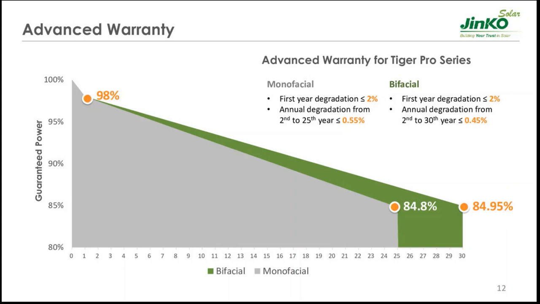We have the gray area and the green area, respectively, for monofacial and bifacial. The most important advantage between Cheetah technology and Tiger is that we can reduce the first year degradation from 2.5 to 2%, which is equal for monofacial and bifacial. Regarding the annual degradation, we have 0.55% for monofacial. And indeed, we have an even better coefficient for bifacial, which is 0.45. And we can guarantee this value for both transparent backsheet and glass products, which is really important. So we can offer both options with the same advanced warranty conditions.